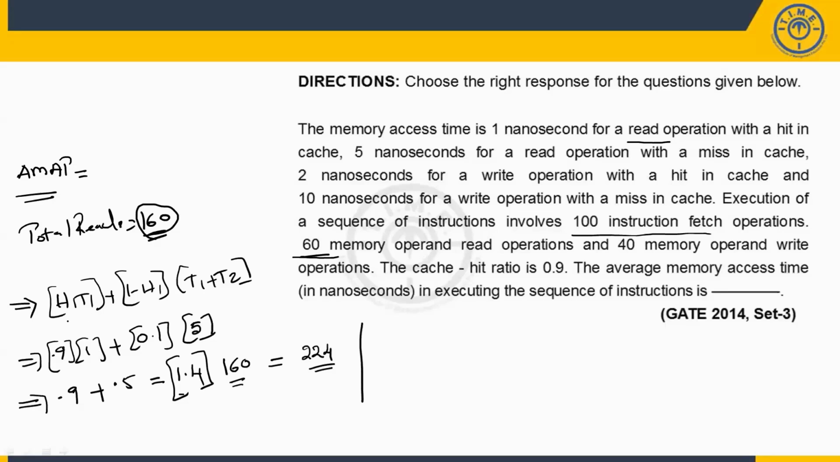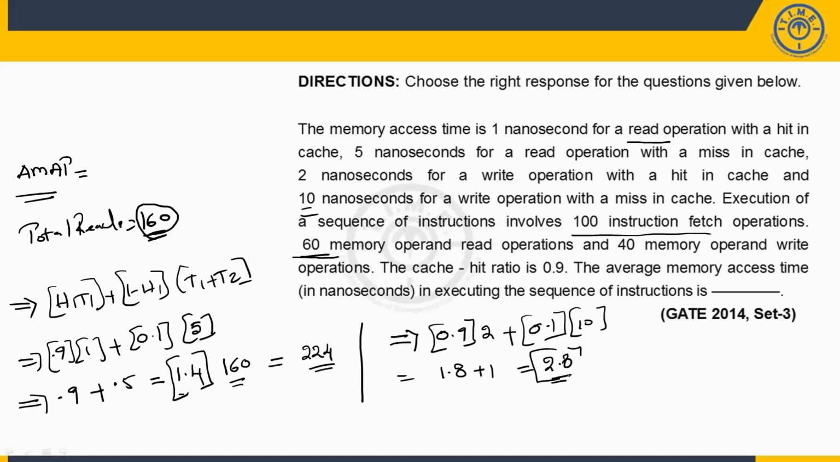Write operation: what is H1 T1? H1, the hit ratio, is 0.9, into access time of 2 nanoseconds. 0.9 into 2, right, Balaji? Yes, sir. Plus 0.1 into 10 for a write operation. That is equal to 1.8 plus 1. That is 2.8. 2.8 is for what? Write operation. This is one write operation.